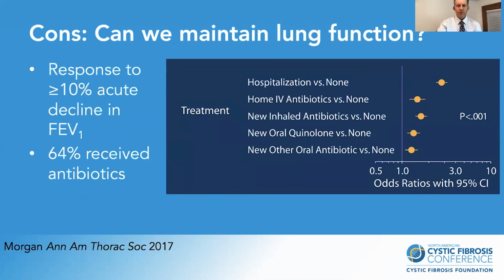Wayne Morgan also looked at recovery of lung function after declines in FEV1. He used a little bit larger declines. So he looked at response to greater than 10% acute declines in FEV1. He found that about 2/3 were treated with antibiotics.